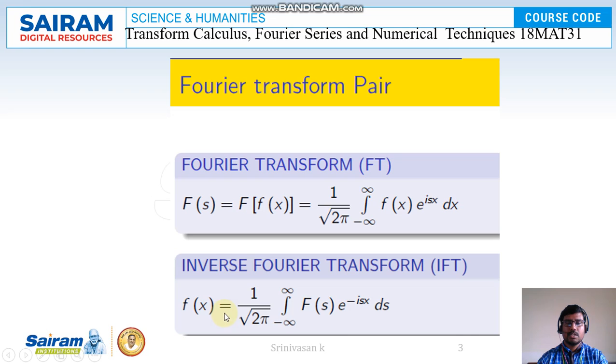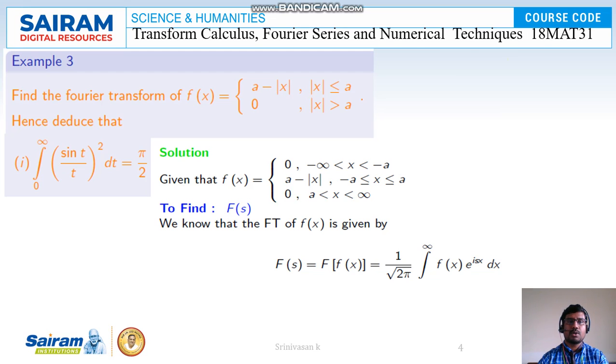And the next one, the inverse Fourier transform: f(x) equals 1 divided by root 2 pi, integral from minus infinity to plus infinity of capital F(s) e power minus isx ds. These two formulas are very important to solve problems on the Fourier transform. These two formulas are called the Fourier transform pair formula. Now we will discuss how to solve the problems.